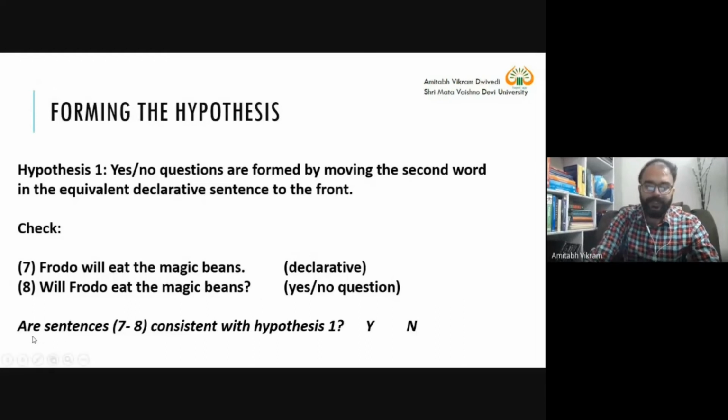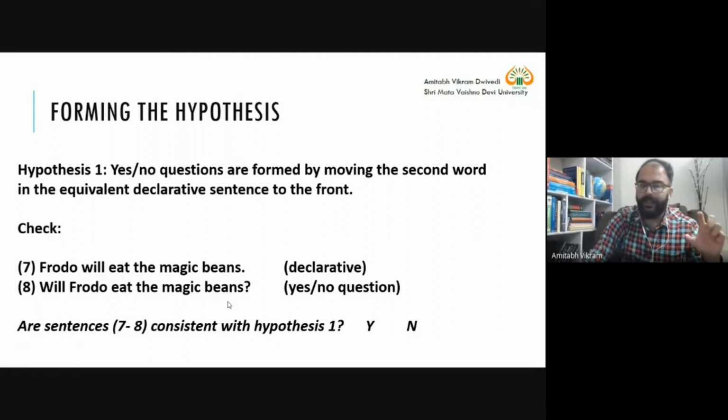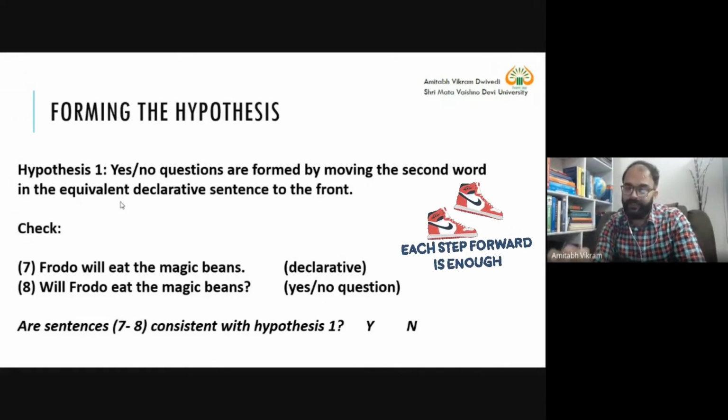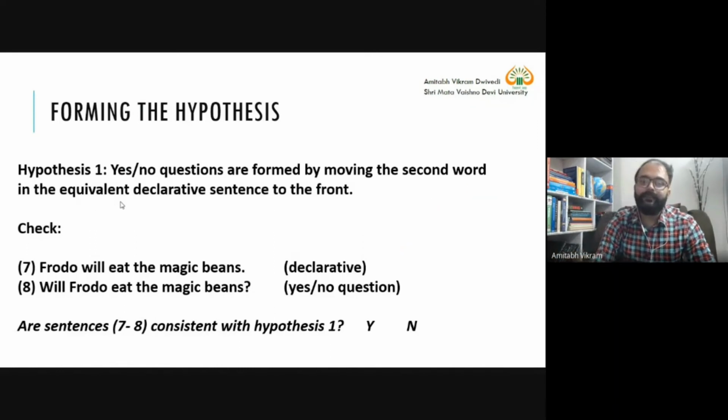Now the question arises, are sentences 7, 8 consistent with hypothesis 1 or not? What do you say? 7, 8 is again testing the hypothesis. We have given one hypothesis. A hypothesis is a formal statement. We need to check it. We need to test it. And we have tested it, it is fine. But this is not the end. This is the starting point. Testing at each step is the key of good research.